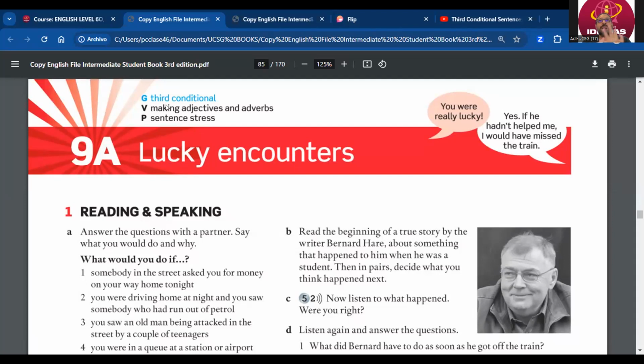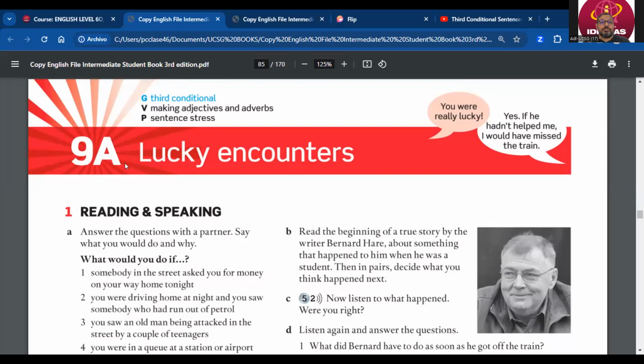And also in the pronunciation section, what we're gonna refer to is related to what parts of the sentences are gonna have the stress. What part of the sentence is gonna have the stress. That is what it's about.